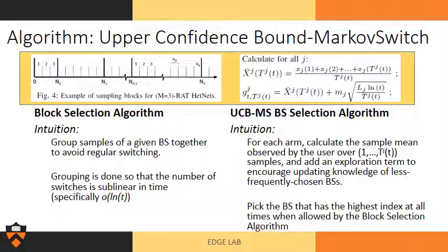So the grouping is done so the number of switches is sublinear in time, specifically little o ln T, and the base station selection algorithm is in essence a form of an upper confidence bound type algorithm, where we calculate a sample mean over a fixed number of samples and add an exploration term to encourage updating knowledge of less frequently chosen base stations. And at the end, once these indices, these G_j, are calculated for all base stations for that one single user, then we simply pick the base station that has the highest index at all times, whenever we're allowed by the block scheduling algorithm.